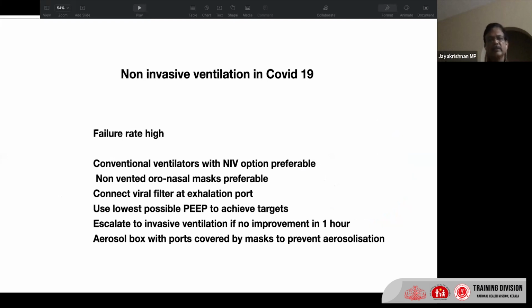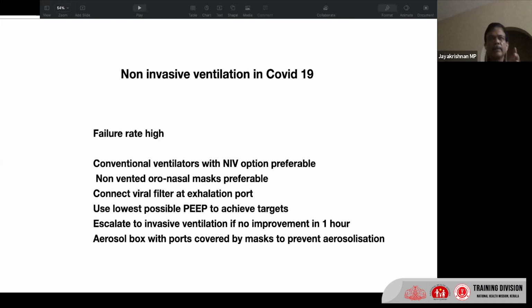Another modality is non-invasive ventilation, which we discussed already. But then the problem is that there is a very high failure rate, and if you are using NIV, it's better that you use a conventional ventilator where there is an NIV option. There are 2 types of masks available: non-vented and vented. The vented mask is for the expiratory air to go out. The non-vented mask usually has 2 tubes. So dual lumen non-vented masks are the preferable ones, which are used along with the conventional ventilator.